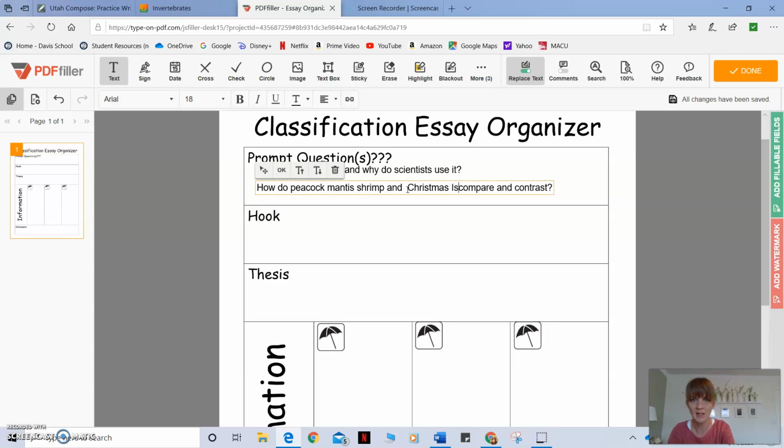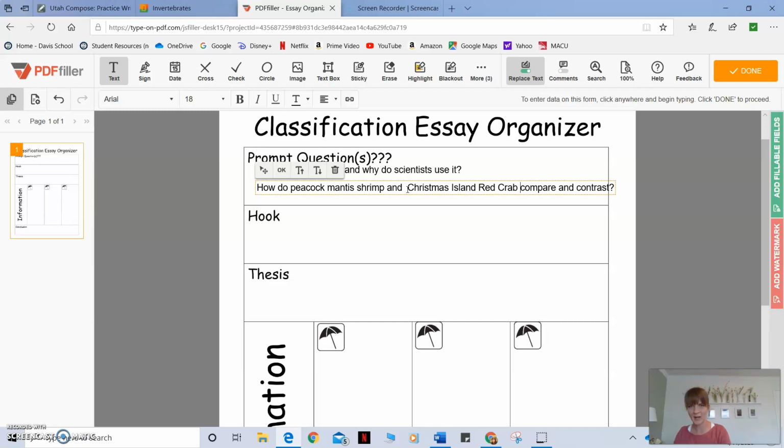Christmas Island red crab. Compare and contrast. Now, guys, I'm going to walk you through this entire essay using the Christmas Island red crab and the peacock mantis shrimp. If you want a challenge, choose 2 of your own, watch the video, and use the skills. If you feel like, oh, Mrs. Erica, I'm kind of just like a beginning reader and I need more support, then just do the same thing I'm doing. That will be the easiest. But for those of you who know I got this, I just need a little bit of support, choose your own. Okay, so I got mine down.